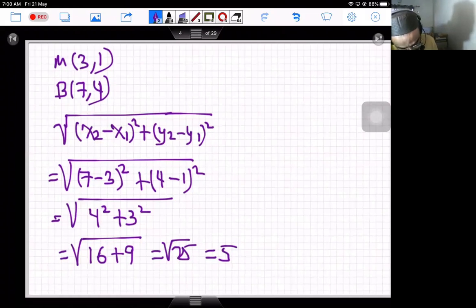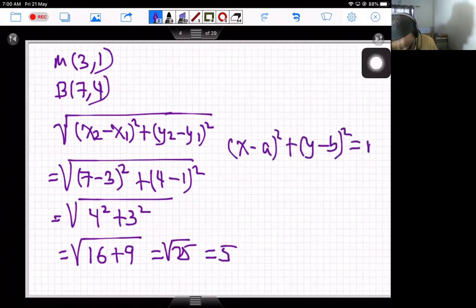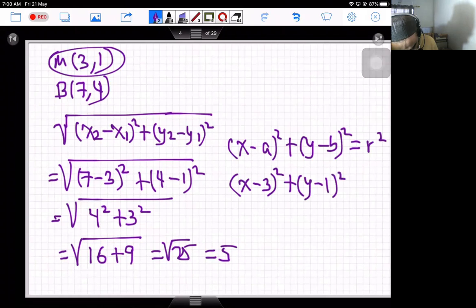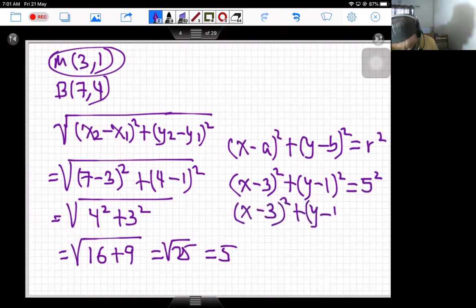So the equation of the circle is (x minus a) whole squared plus (y minus b) whole squared is equal to r squared. The center of the circle is 3 comma 1. Therefore the equation of the circle is (x minus 3) whole squared plus (y minus 1) whole squared is equal to 5 squared, which is 25. So this is your final answer: (x minus 3) whole squared plus (y minus 1) whole squared is equal to 25.